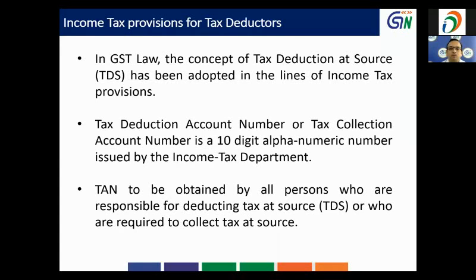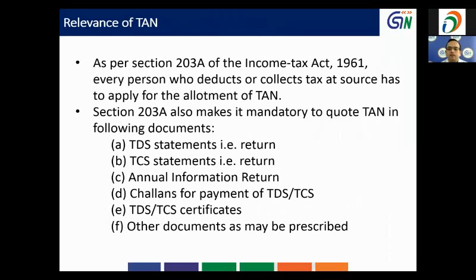So what is a tax deduction account number or tax collection account number? It's a 10-digit alphanumeric number which is issued by the income tax department. And whatever we are going to cover in the next 3 slides is as per the income tax law. TAN is to be obtained by all persons who are responsible for deducting tax at source or who are required to collect tax at source. So anybody who has to collect tax at source, as provided by GST law, has to get a TAN, and that TAN is given by the income tax department.